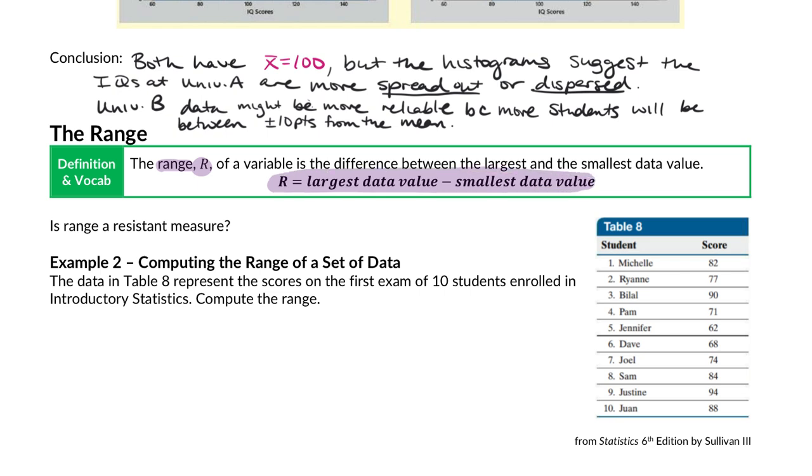Now let's think about this for a second. Is range going to be a resistant measure? Resistant means that it is not affected by extreme measures. But if we're taking the largest and the smallest data value, then those are the extreme measures. So no, it's not going to be resistant because it is affected by extreme values.